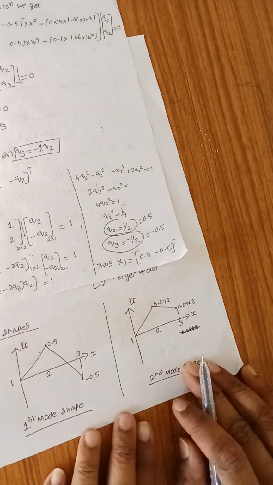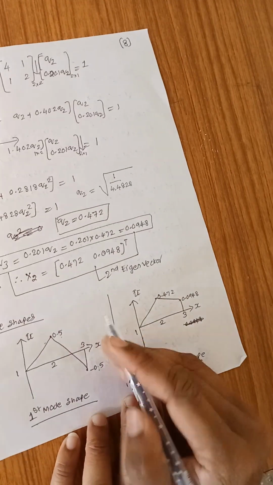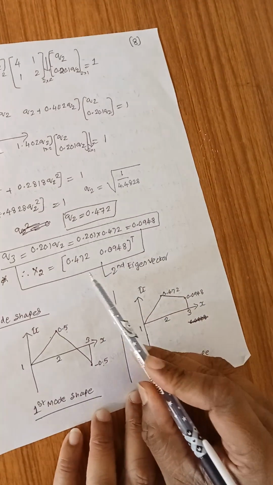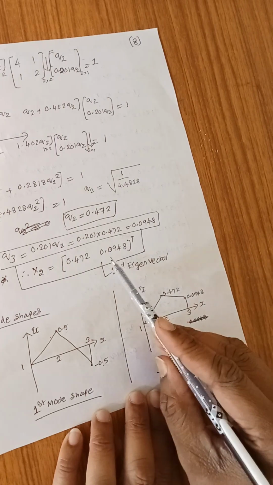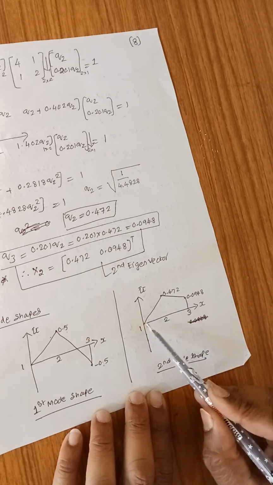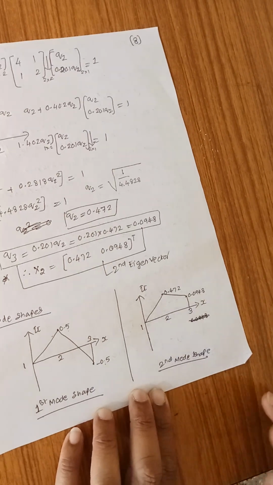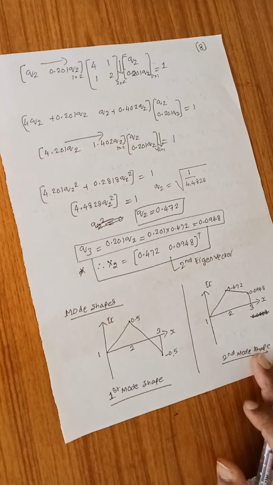Similarly, if you're doing it for the second mode shape, you're getting the values as 0.472 and 0.0948. So 0.472 is a bigger number, so you're going to put it at a bigger height, and 0.0948 is a smaller number than this, so you're going to put it at smaller height. You're going to join all these three, you're just going to get the mode shape. So this is how you're going to solve the problem. I hope you have understood this.